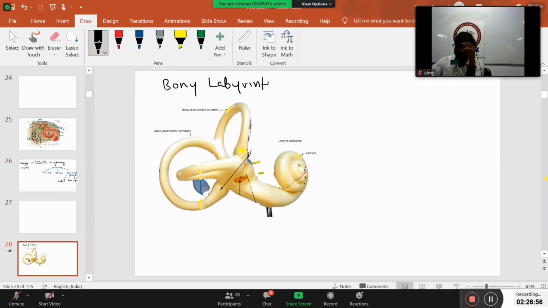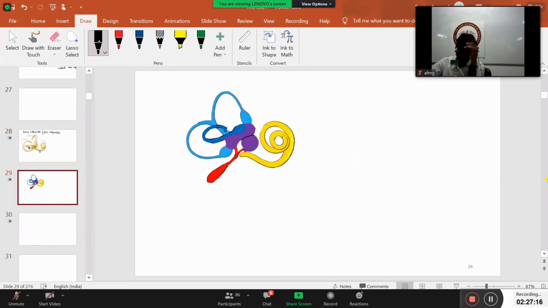What is the other name for the bony labyrinth? It's also called the otic capsule. Otic capsule is the other name for the bony labyrinth. And if you go inside, there's another labyrinth made up of membranes. It looks like this, and this is called the membranous labyrinth. So bony labyrinth and membranous labyrinth, two layers of the labyrinth.